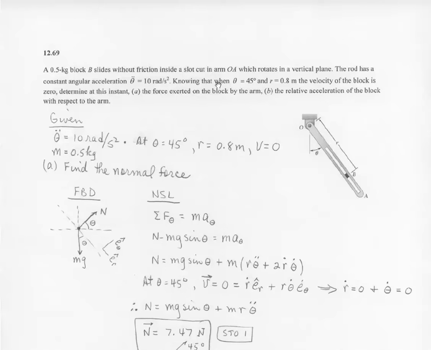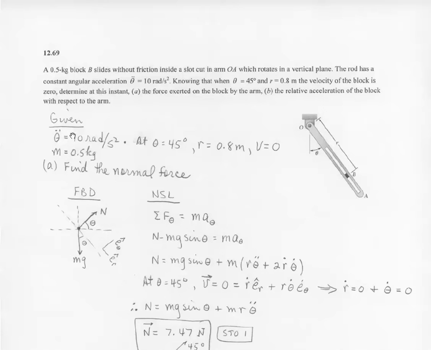radians per second squared. That's a counterclockwise acceleration, knowing that when theta is 45 degrees, r is going to be 0.8 and the velocity of the block is 0 at that point. Determine at that instant the force exerted on the block by the arm and the relative acceleration of the block with respect to the arm.